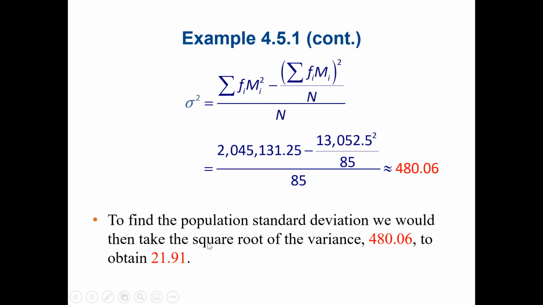So here we say again, to find the population standard deviation, we will take the square root of the variance. We can see that the formulas are almost the same as we covered for individual data before: how to find the mean, how to find the standard deviation and variance. The only thing here is that we have to consider the frequency, because here we have a group of data.